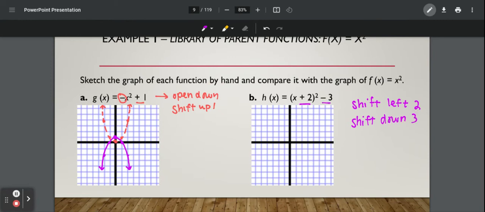So if we take that vertex and we go left 2 and down 1, 2, 3, we're at that point. And our a value is out front. It's a 1, so it's positive, so it's going to open up. And then we could sketch. So we go over 1, up 1, and then over 2, up 4. And then you could sketch your parabola through those points.